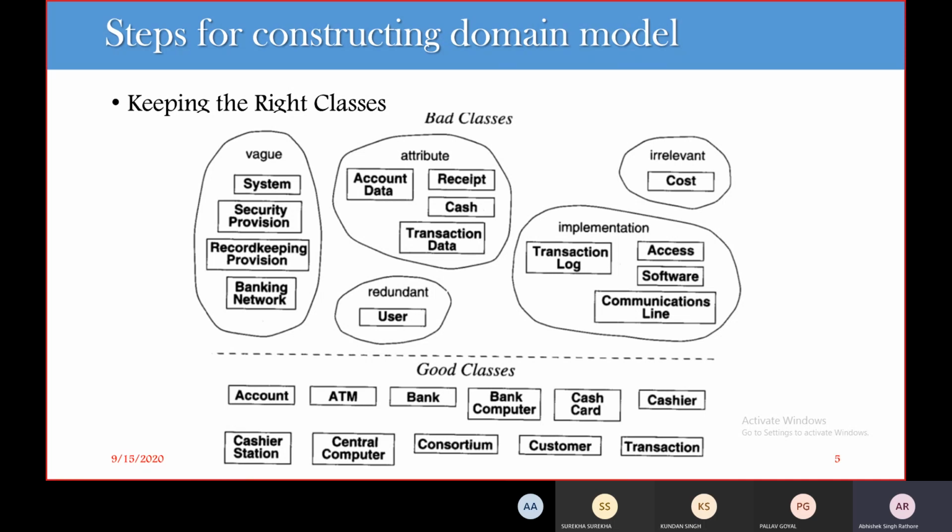So we have to identify the classes, then identify the more relevant classes, and remove the irrelevant classes. We can have redundant classes, irrelevant classes, some vague classes, and so on. Consider this example. There is a dashed line: above this line we have some bad classes, and below this line we have some good classes.